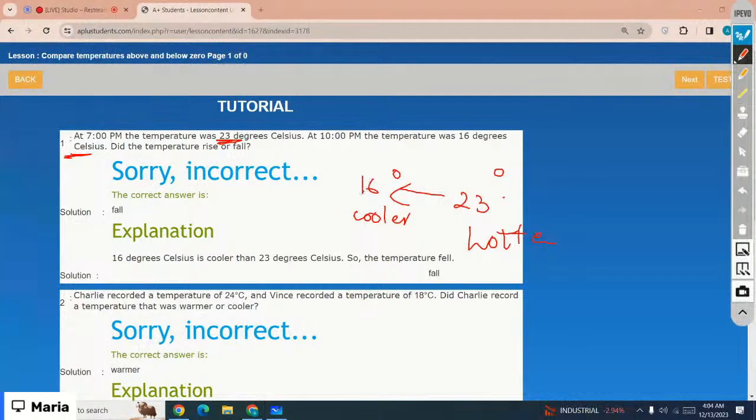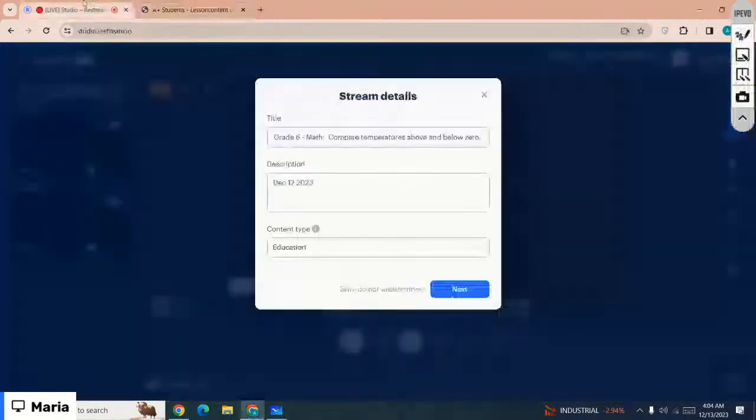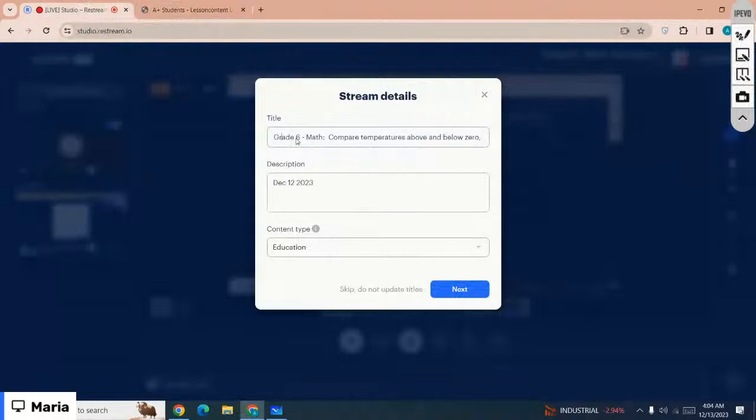This is not a right temperature fell. Yes, it is grade 6 math. Something is wrong with the name. You can see here everything is properly edited, but still it is showing grade 5 math. Here it is, I have the lesson name. Don't worry. But I have here the title is already edited. So don't worry.